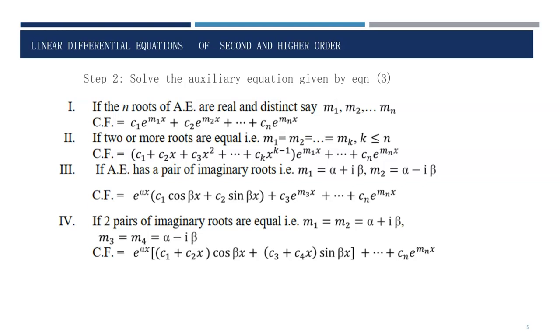Suppose two pairs of imaginary roots are equal, that is m1 equal to m2 equal to alpha plus i beta, and similarly m3 equal to m4 equal to alpha minus i beta. Then the complementary function is e power alpha x into c1 plus c2x cos beta x plus c3 plus c4x sin beta x plus and so on up to cn e to the power mnx. So these four cases are very, very important to find the complementary function.